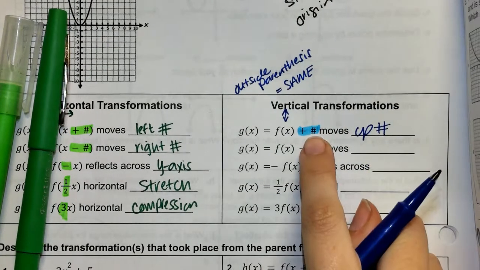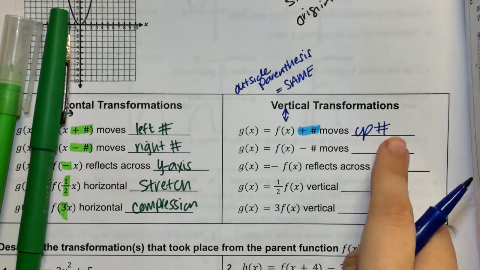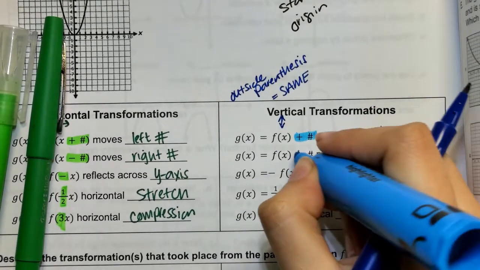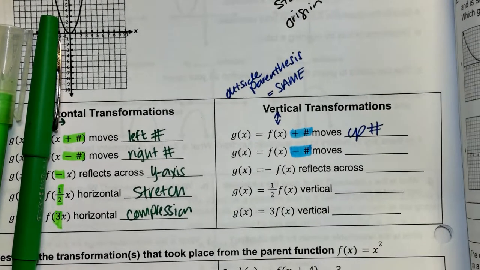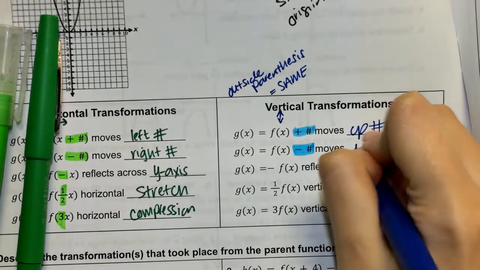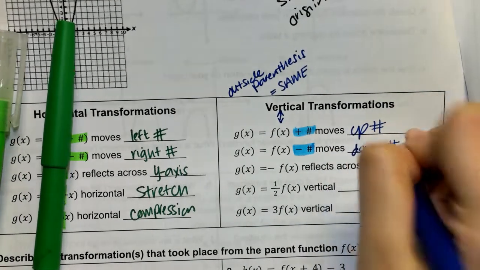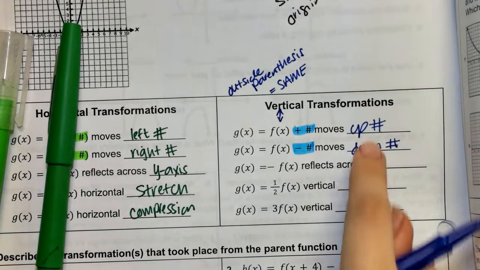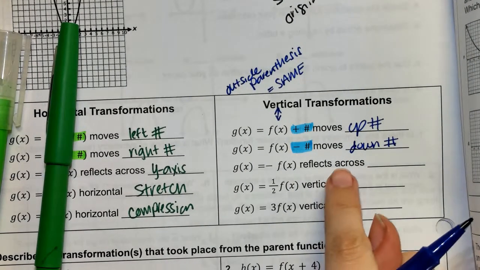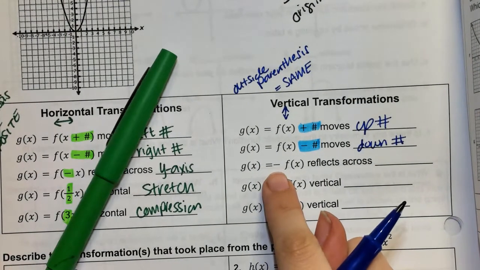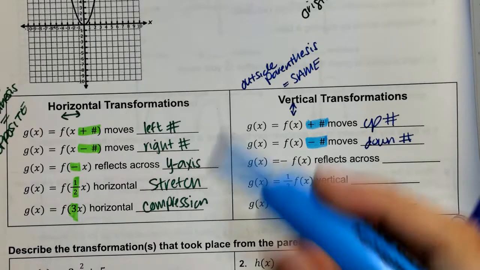How many you add. So if it was plus 5, it would be up 5. Likewise, for minus a number, you're going to go down that number. Which makes sense, you have vertical transformations, so you're going up and down. Now this one, sometimes students miss, really, really important.